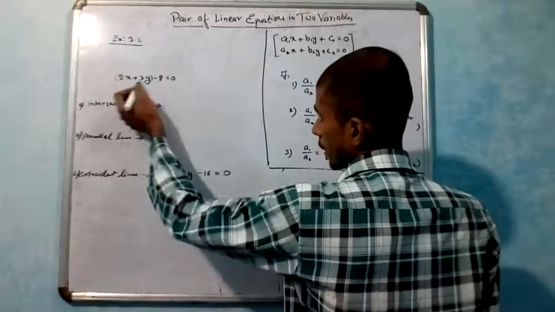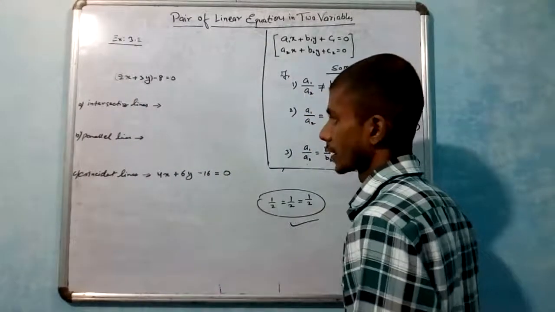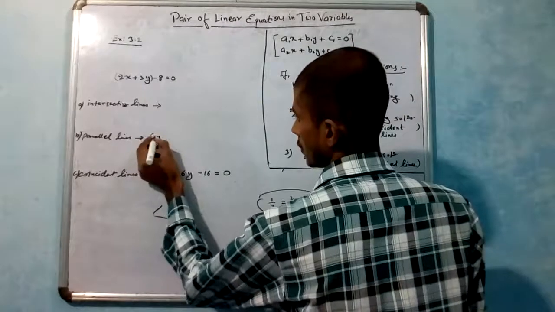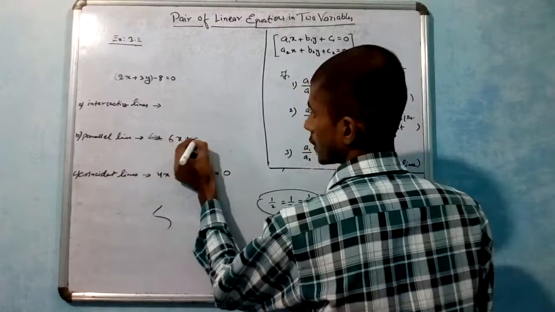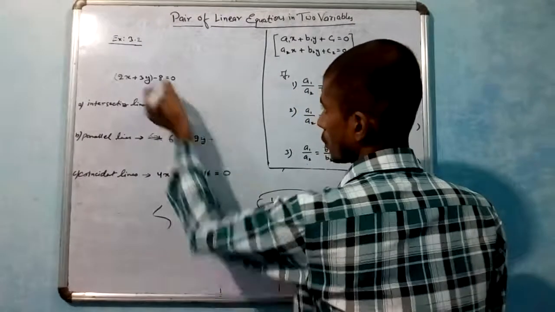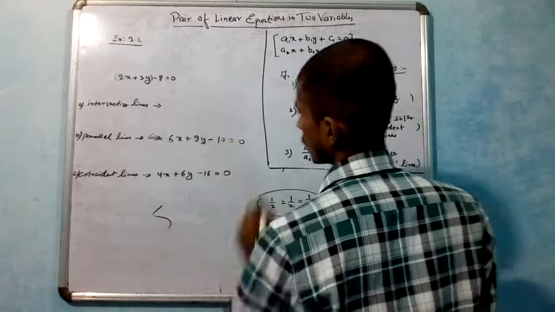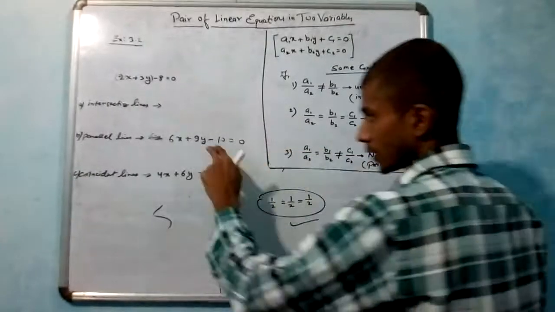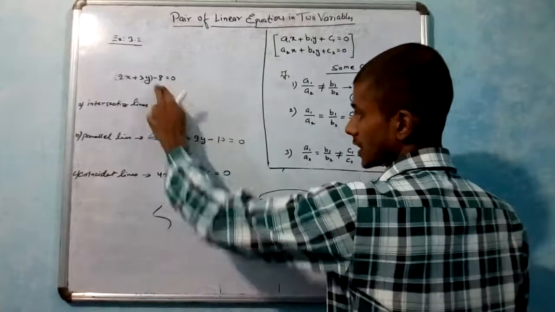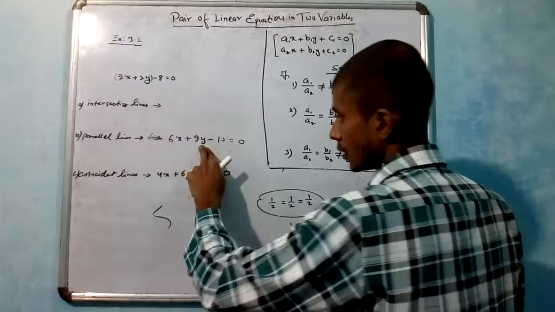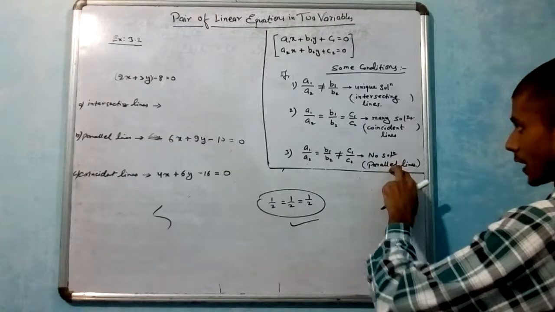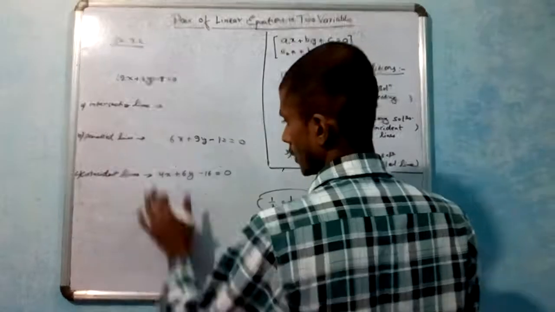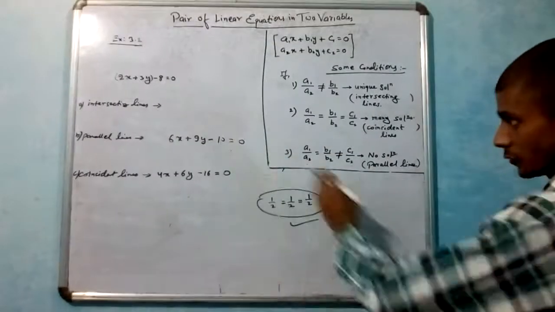How much will I get? 6x plus 9y minus, from my side anything, 10 is equal to 0. I am not writing this equation. It is asking to form another equation with this one, so that this and this equation become parallel lines, or coincident lines, or intersecting lines. So in this case we will get parallel lines. From the condition we are bringing this, understanding?